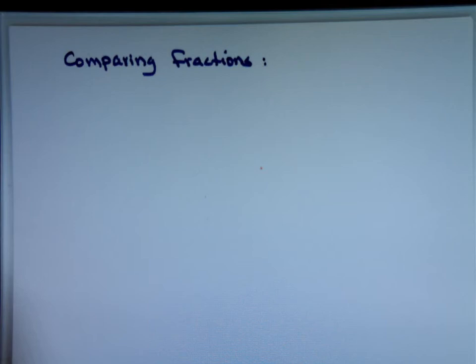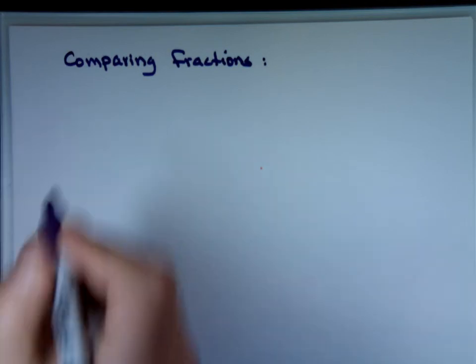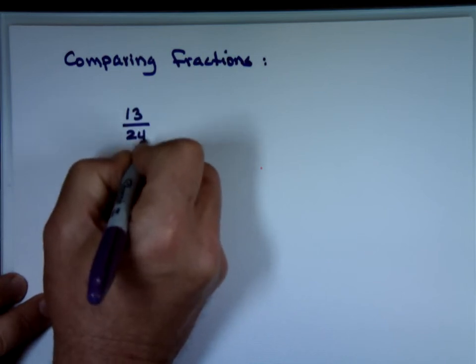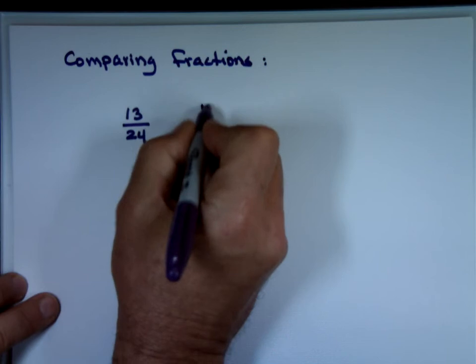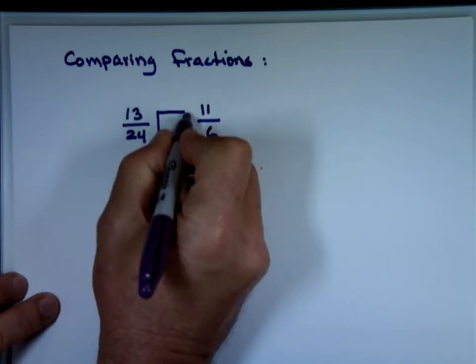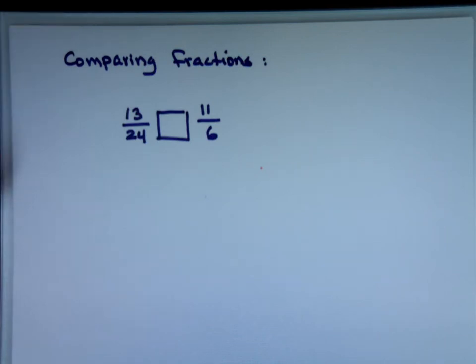Okay. Let me take an example. 13 over 24 and 11 over 16. I want to know, are they equal? And if the answer is no, who is bigger? Who is smaller?